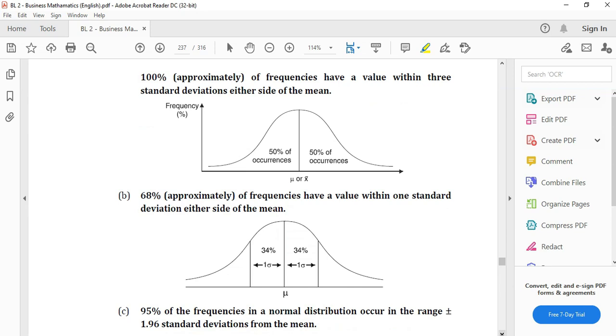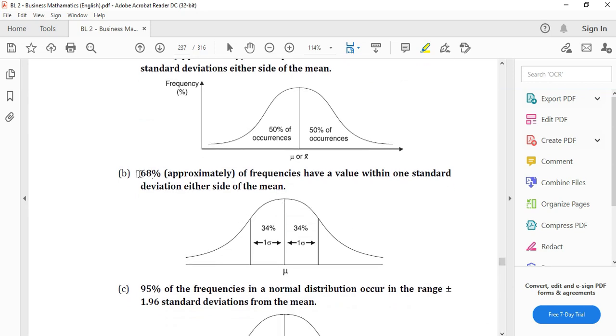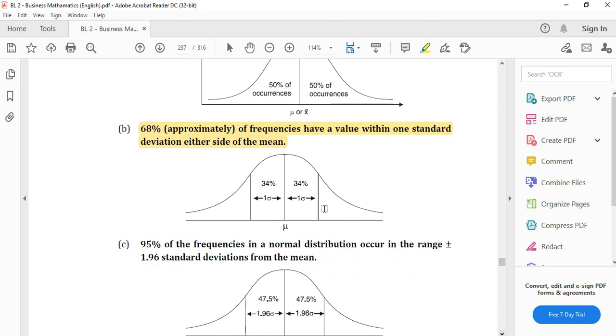Now they are showing an example of 68% of frequencies having a value within one standard deviation either side of the mean. Now, it doesn't have to be 100% totally. It can be 68% also. But if it's symmetrical, it will be equally split to both sides. Observe my cursor. This side is 34%. This side is 34%.